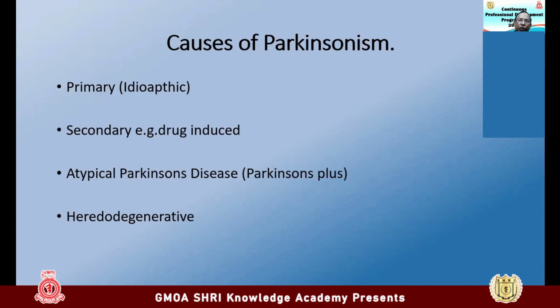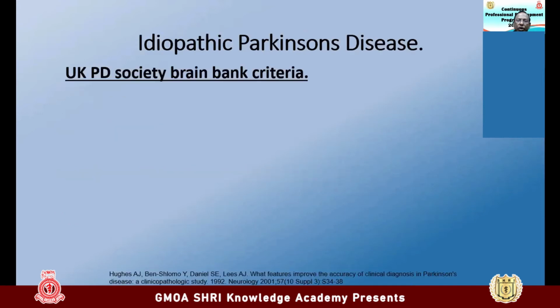So again, if you find the causes of Parkinsonism, it comes under these 4 broad categories: the primary or idiopathic Parkinson's disease, the secondary, commonest is the drug induced, or what we call antipsychotic induced, atypical Parkinson disease or the Parkinson's plus, and finally the genetic or the hereditary. So now I will come to how to diagnose idiopathic Parkinson's disease, which is the commonest out of those 4. There are a couple of guidelines.